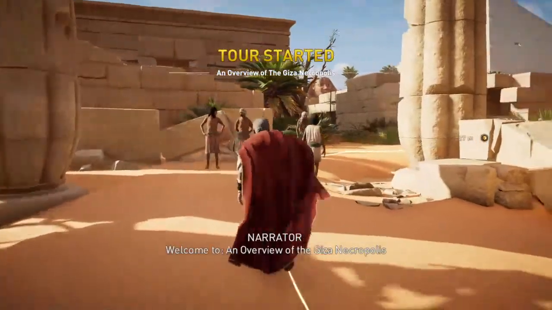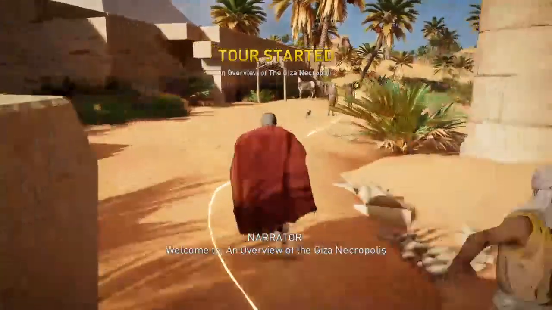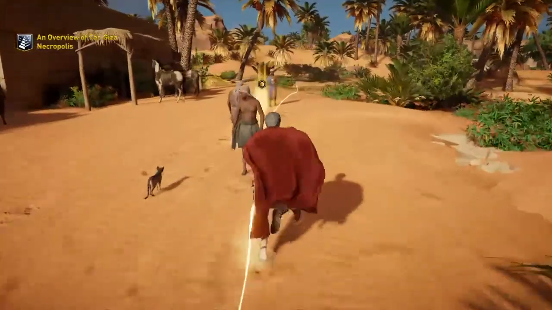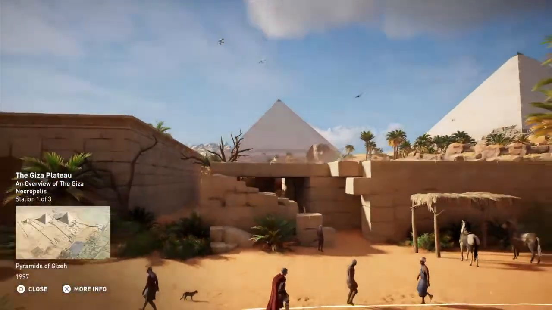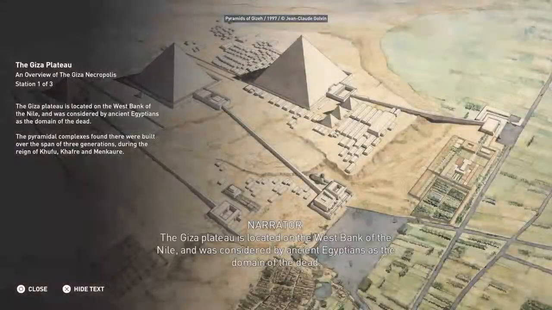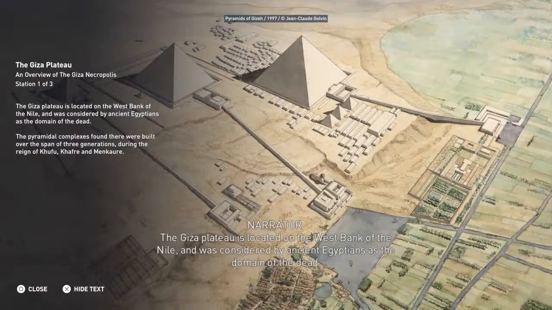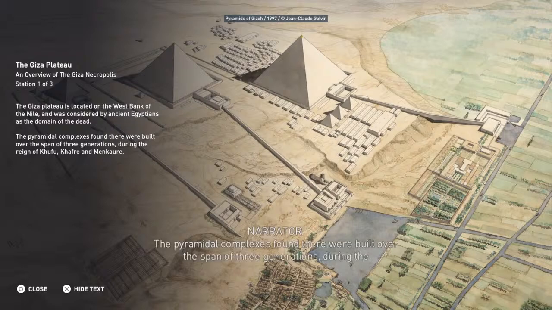Welcome to an overview of the Giza necropolis. The Giza Plateau is located on the west bank of the Nile and was considered by ancient Egyptians as the domain of the dead. The pyramidal complexes found there were built over the span of 3 generations, during the reign of Khufu, Khafre, and Menkaure.